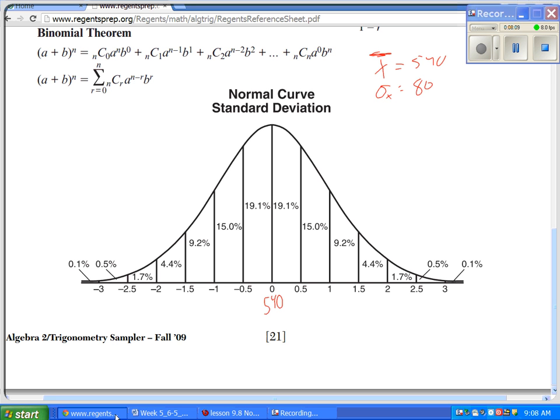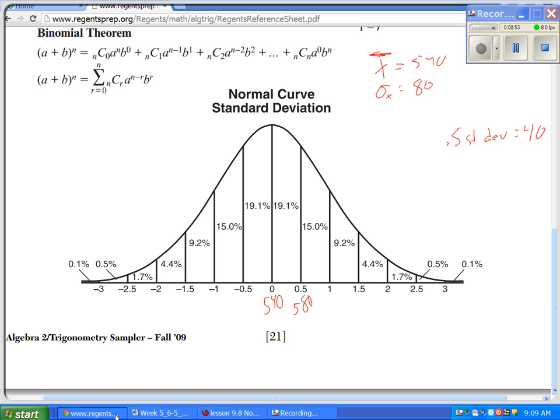How would I find out what is 0.5 standard deviations, if one standard deviation is 80? Just multiply by 0.5 or divide by 2, whatever it is. So 0.5 standard deviations is 40. What's 0.5 standard deviations above the mean? 540 plus 40. So you get 580, exactly. We multiplied 80 times 0.5, we got 40. To find 0.5 standard deviations above the mean, we add 540 plus 40 to get 580.